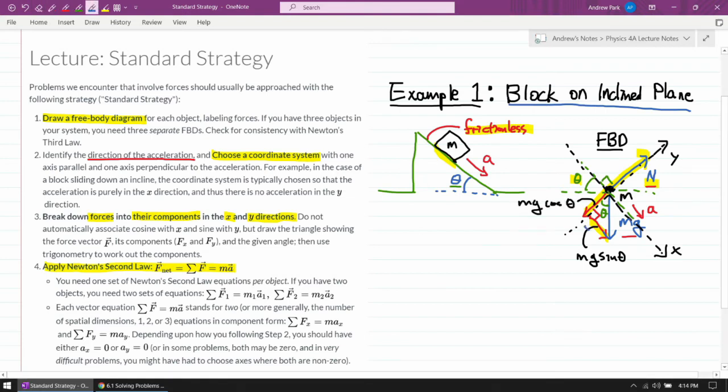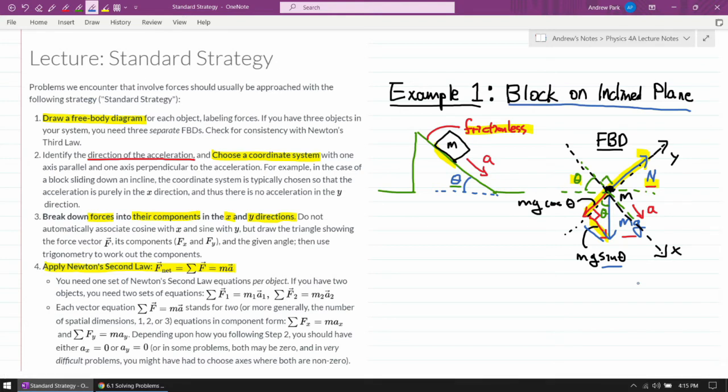Notice how it's the x component that becomes associated with the sine theta in this case. And there isn't one simple rule I can give you that will always work. So the rule I am giving you is draw the triangle. Figure out the angles, always. Okay, that's step number 3.